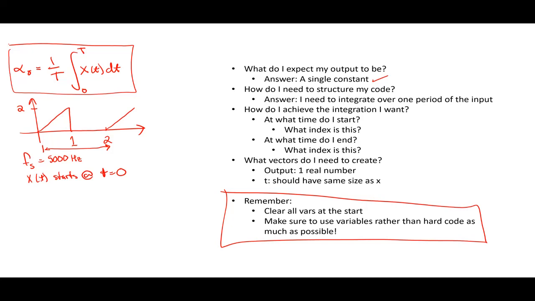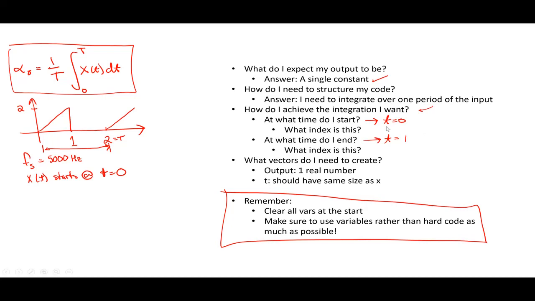All right, so how do I need to structure my code? Well, I need to integrate over one period of the input. So that means that I need to integrate from 0 to T, which in this case is 2. The next question I ask myself is, how do I get the integration that I want? I've got to figure out where I need to start and where I need to end. I need to start at t equal to 0, and I need to stop at t equal to 1. In other words, I don't need to go all the way from 0 to 2, because I know that from 1 to 2, this thing is basically equal to 0, okay?